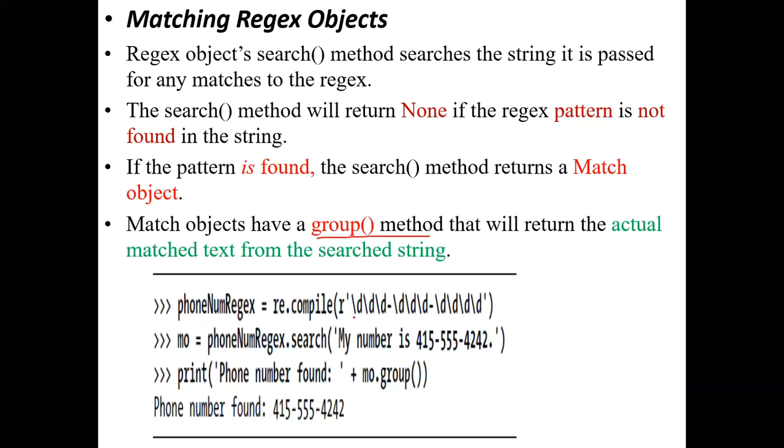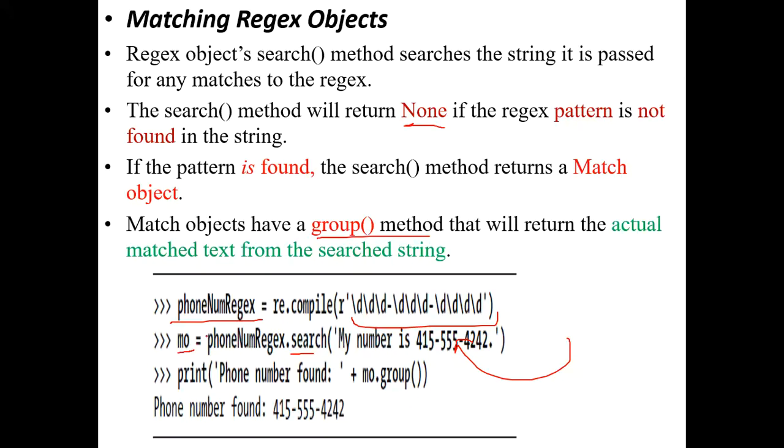Let us take one simple example here. We have passed a pattern related to a particular phone number to the compile function. It returns a regular expression object, which is stored in the variable phoneNumRegex, and on this object we are calling search. That means we are searching for this pattern in this string. If it is found, it is going to return a match object. If it is not found, it is going to return None, as we studied earlier. Now if it is found, since this string contains that phone number, it is going to return a match object, which will be stored in the variable mo.